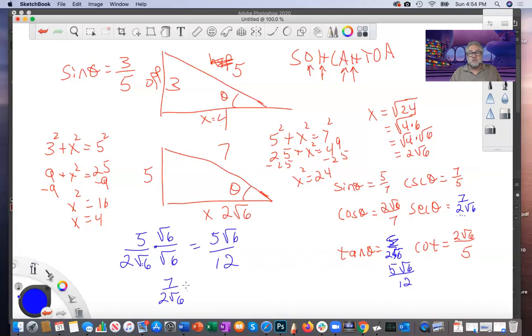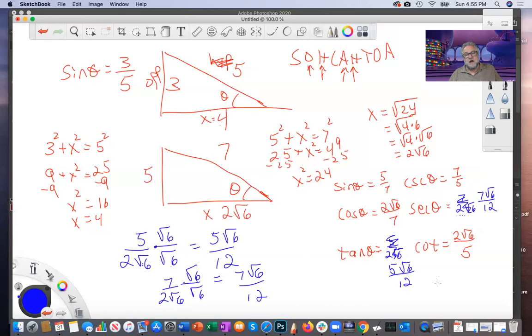And 7 over 2 radical 6, this one, I'll multiply by square root of 6 over square root of 6 to get rid of the square root sign. So that becomes 7 square root of 6 over square root of 6 times square root of 6 is 6, 6 times 2 is 12. So this will be 7 square root of 6 over 12. Now we've got the 6 trigonometric functions. Okay, that's about as bad as they get.